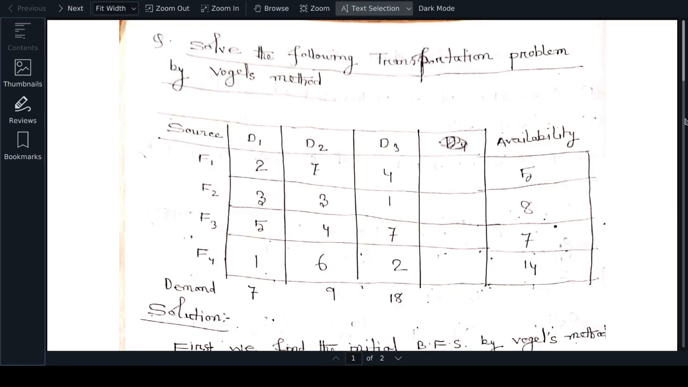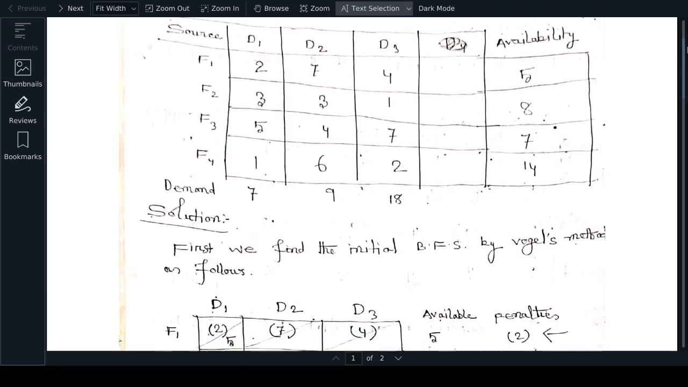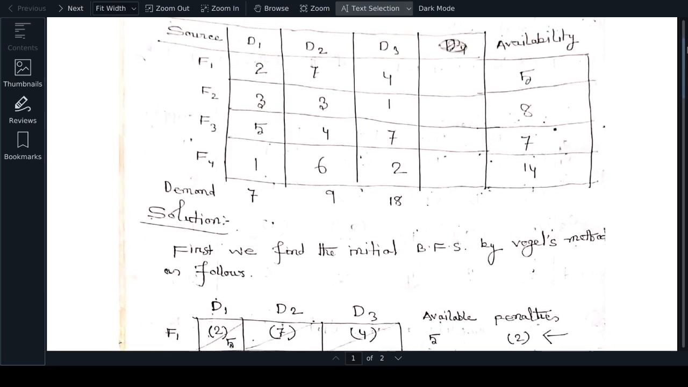So what is the first step for solving a transportation problem? You see, in the given question the sources are given: sources F1, F2, F3, F4, and the costs are also given, right? And for the destinations D1, D2, D3, costs are given, right? And the availability is also given, and the demand is also given, right?